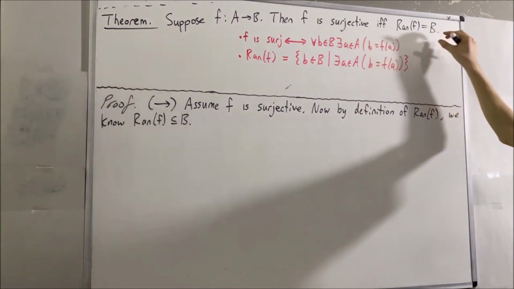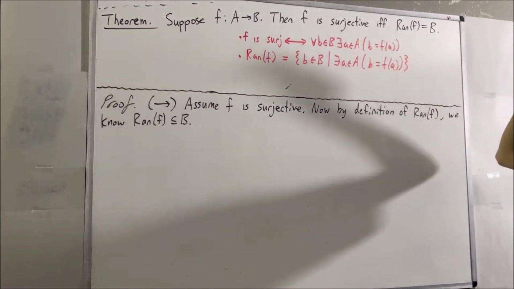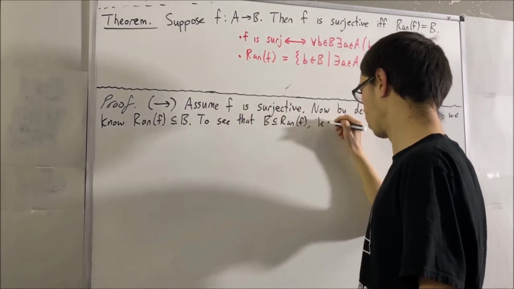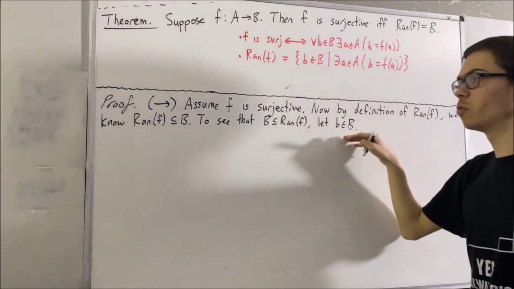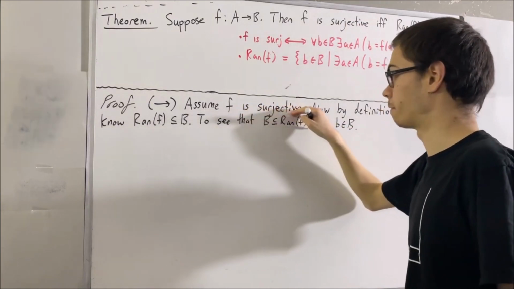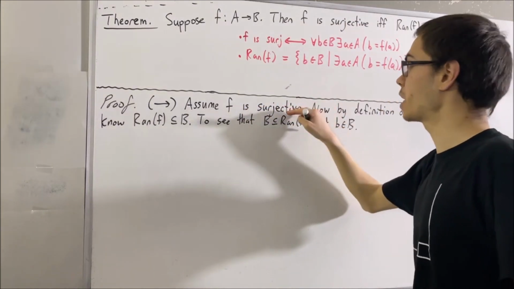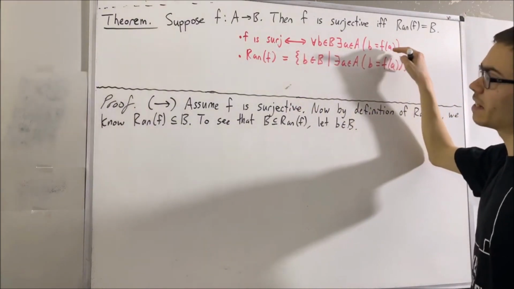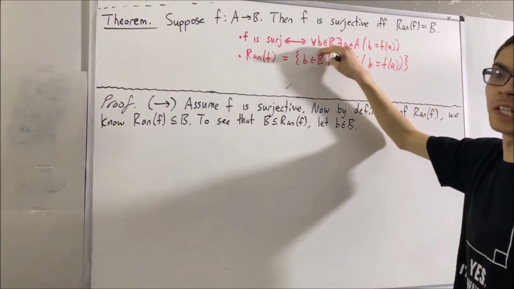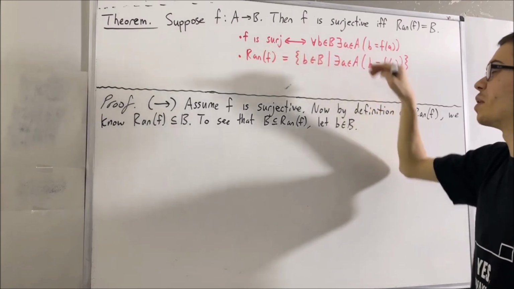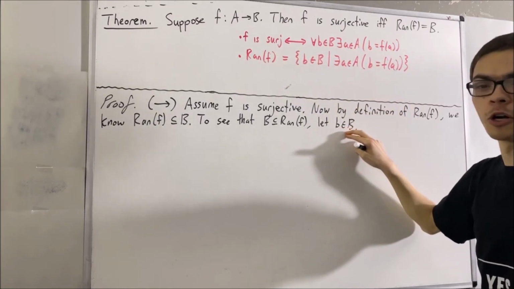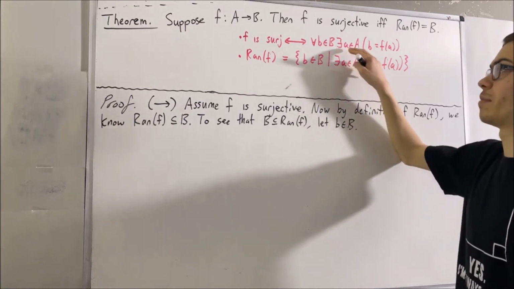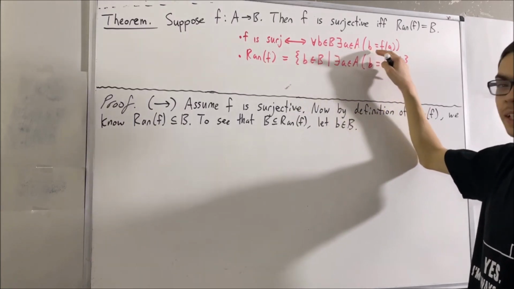And to do that, give me an arbitrary element in B. I'll call it b. And now, we can use the fact that f is surjective. Because f is surjective, we know for a fact that this statement is true. And this statement works for every element in B, so it must work for the b that we have in our proof. Which means we can conclude that there is an element a in A such that b equals f of a.